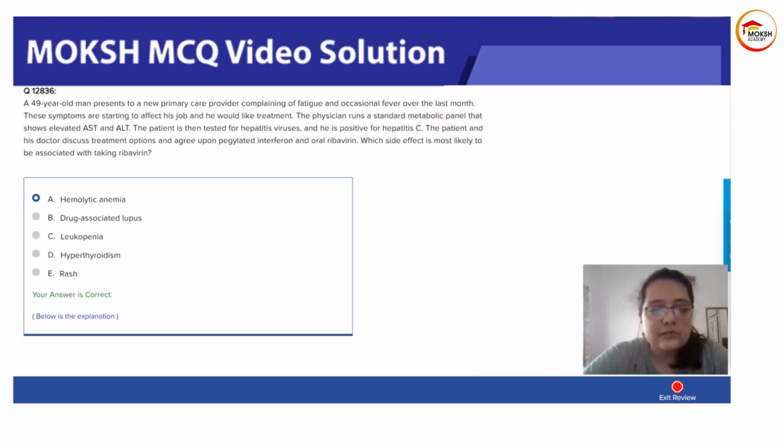Now, drug-associated lupus will be seen with drugs other than ribavirin. We have three very common drugs that you need to remember. That is your hydralazine, isoniazid, and procainamide. Okay, so these drugs will be causing a drug-associated lupus.